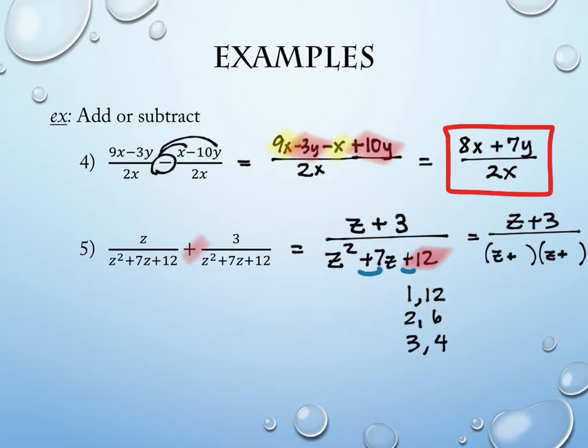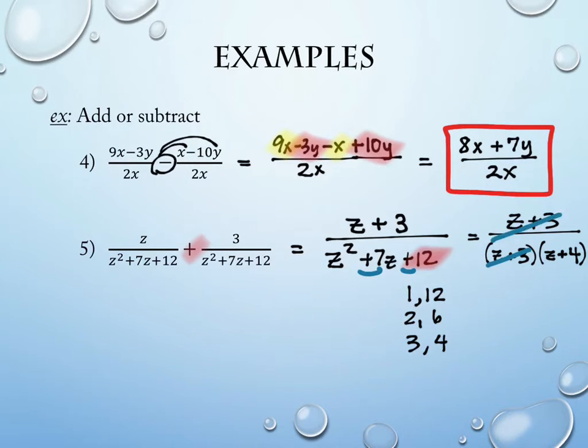So I need two numbers in this list of numbers, 1 and 12, 2 and 6, or 3 and 4, that multiply to 12. Well, all of them do that, but they add to 7. So what two numbers would that be? Yeah, the 3 and the 4. So a 3 and I have a 4, and lo and behold, I do in fact have a z plus 3 in the denominator that will cancel with the z plus 3 in the numerator.